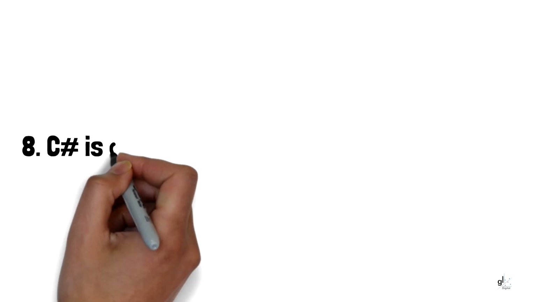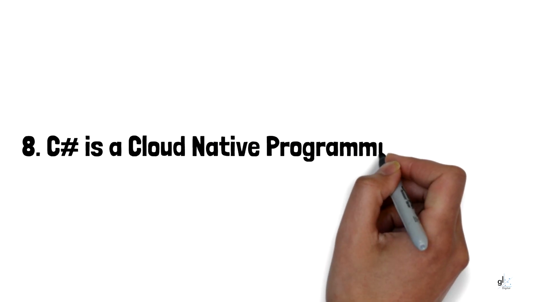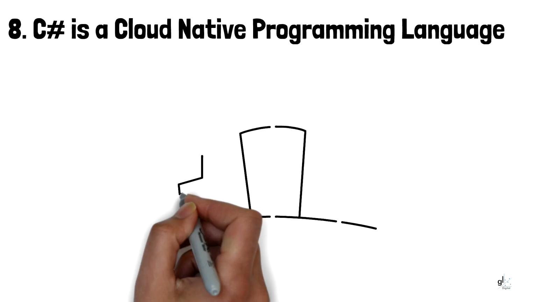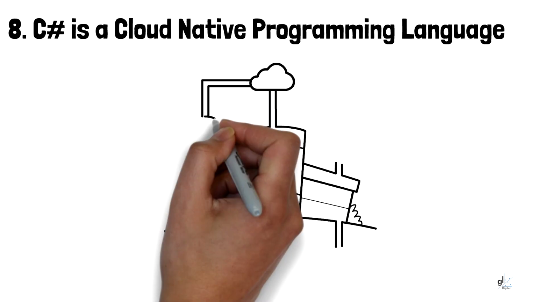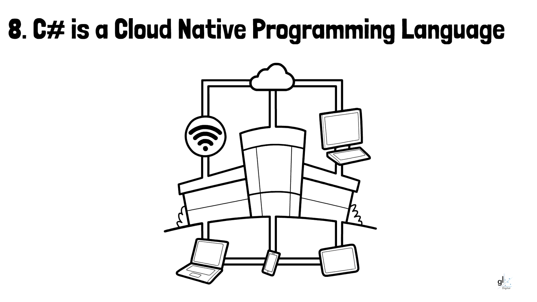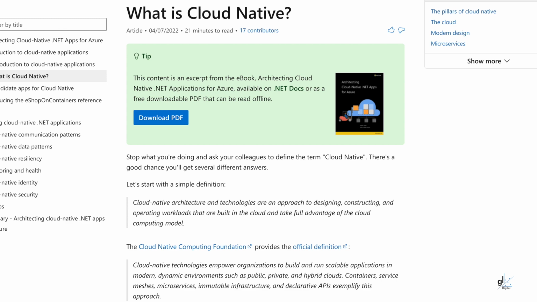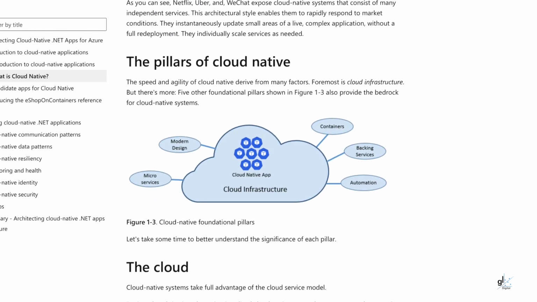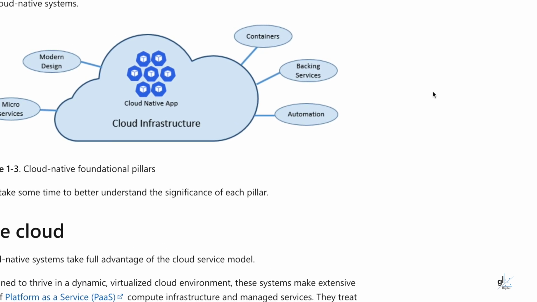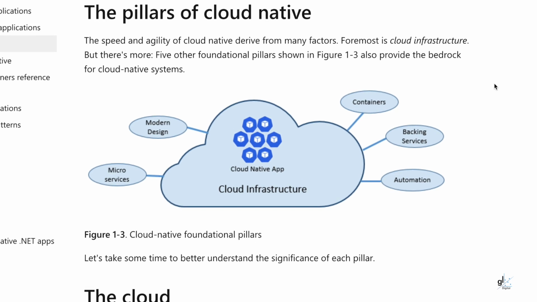Number 8. C# is a cloud-native programming language. You can leverage C# to create cloud-native applications. Cloud-native techniques enable loosely coupled systems that are resilient, manageable, and observable. Combined with robust automation, they allow engineers to make high-impact changes frequently and predictably with minimal toil. Cloud-native is about speed and agility. Cloud-native systems are designed to embrace rapid change, large scale, and resilience.